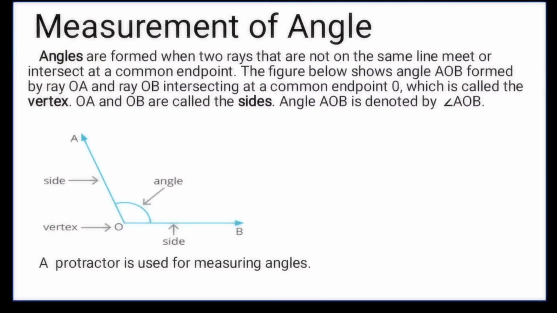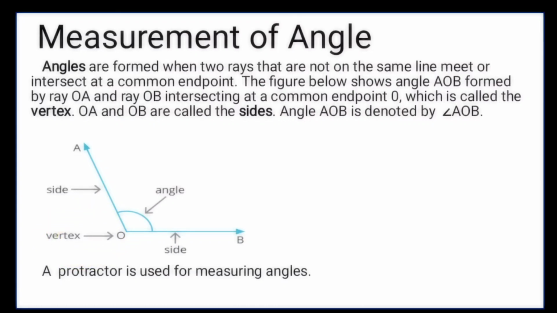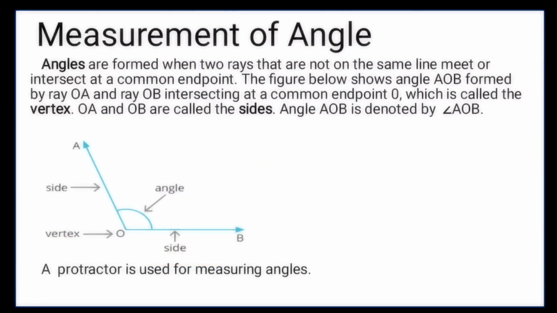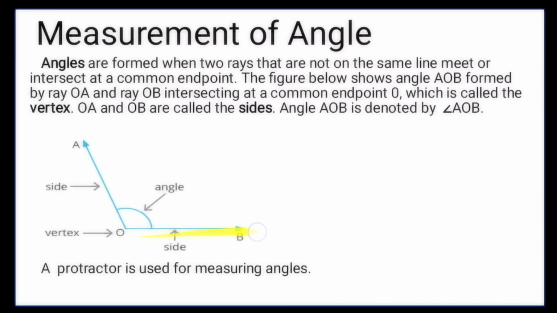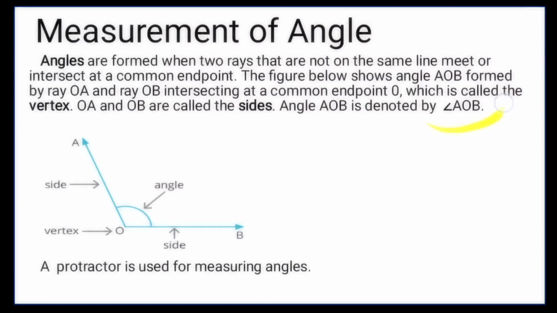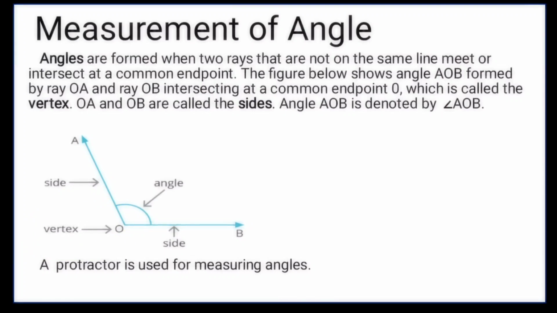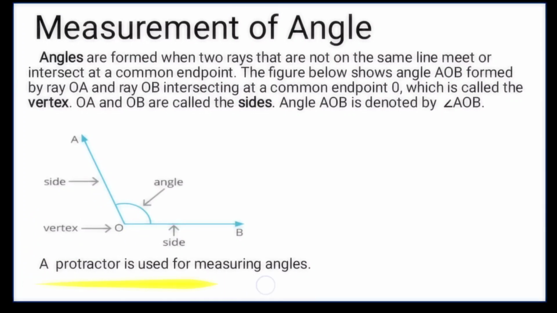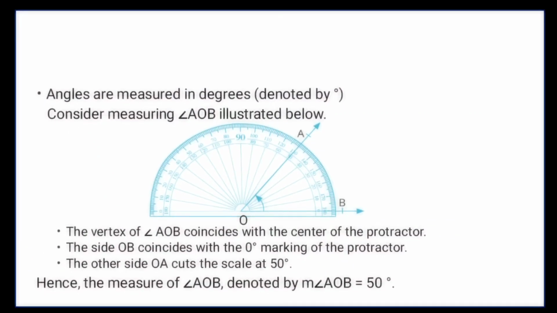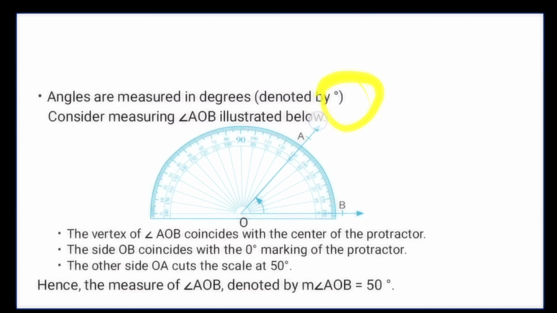So when we are naming the angle, we will put that vertex in the middle, okay? And we will use capital letters. So this angle is named by AOB, okay? Or BOA. So this is angle AOB or angle BOA. So the vertex is always at the middle. So a protractor is used for measuring angles. Angles are measured in degrees denoted by this symbol, small circle.